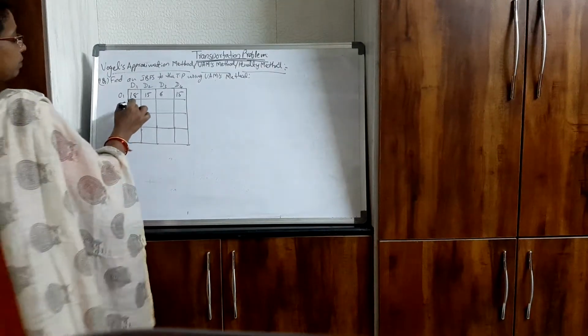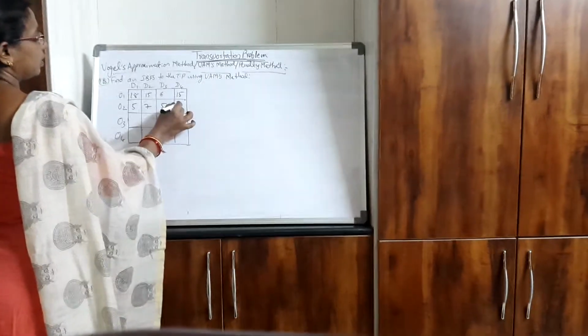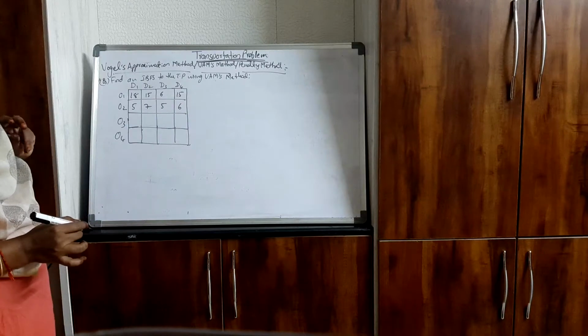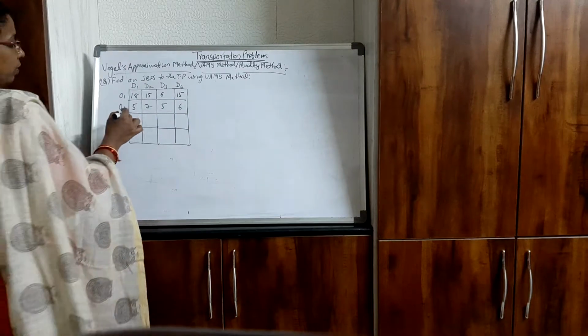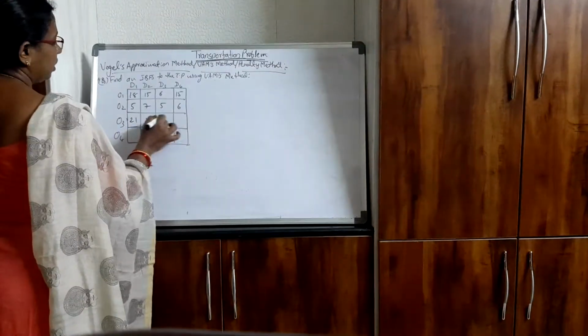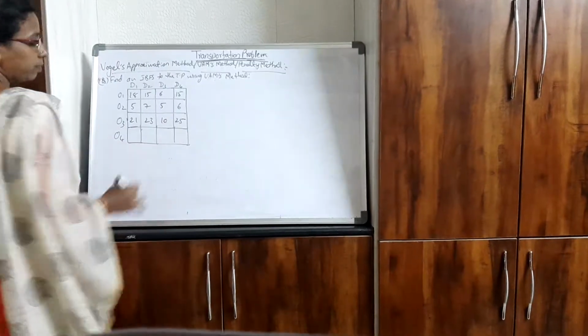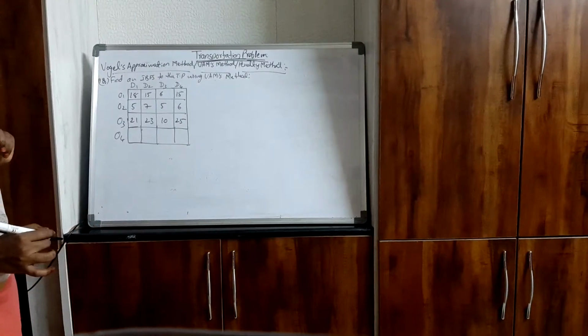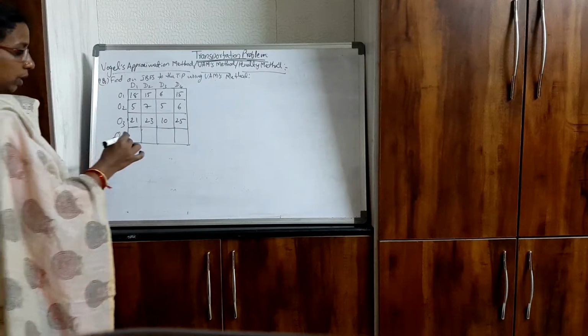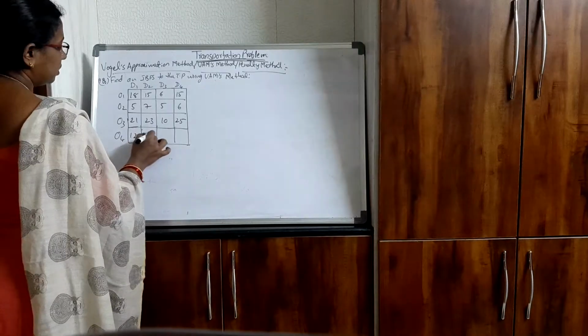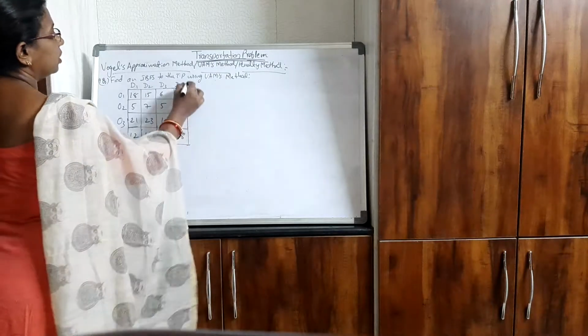The second row is 5, 7, 5, 6. Then you have 21, 23, 10, 25. Then 12, 16, 2 and 18.